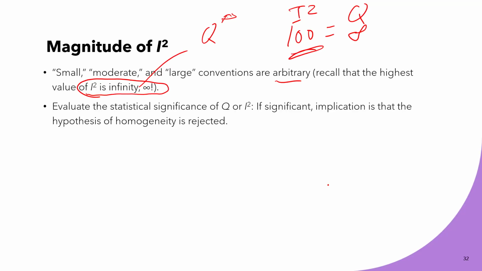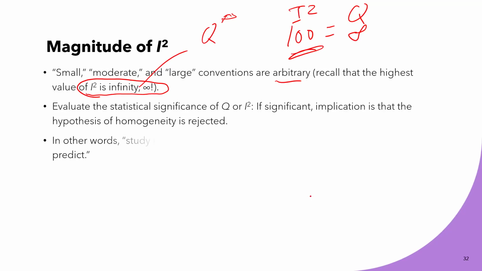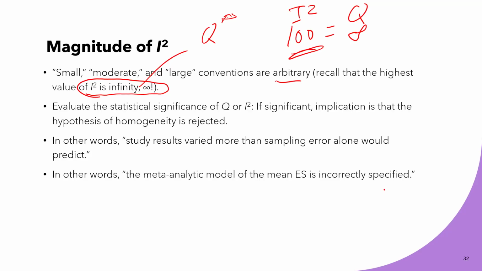So you're going to evaluate the statistical significance of those things. You've got the test of significance for Q or I-squared. If it is significant, the implication is that you should reject the hypothesis of homogeneity. In other words, here's how you would say it: the study results varied more than sampling error alone would predict. It's also telling you a fixed effects model is not that good, and it means that you've got an incorrectly specified model.